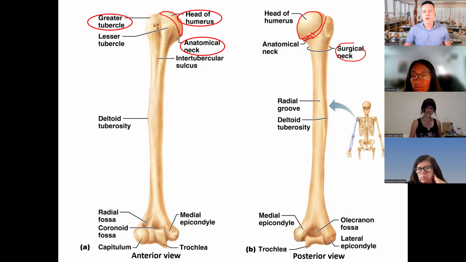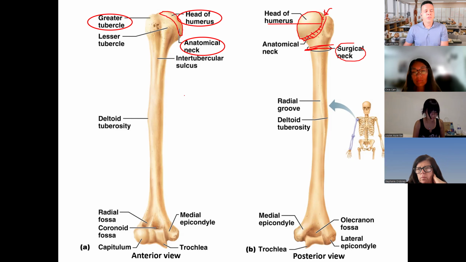That would be the anatomical neck. The surgical neck is all the way down below here. And it's called the surgical neck because when people fracture the neck of the humerus, they don't fracture the anatomical neck. They actually fracture the surgical neck right here.